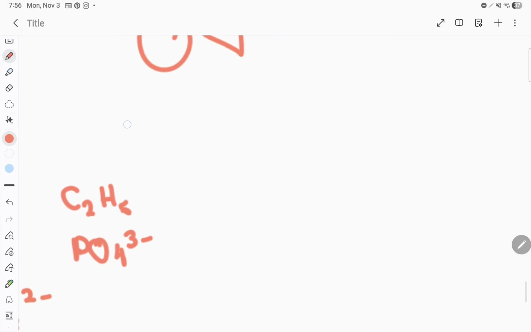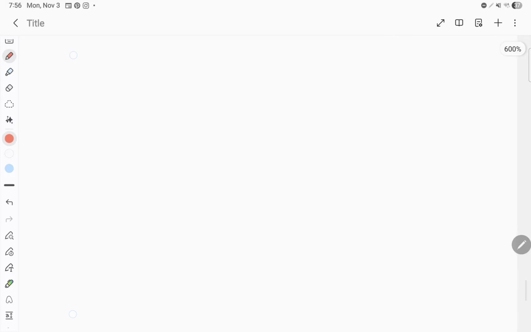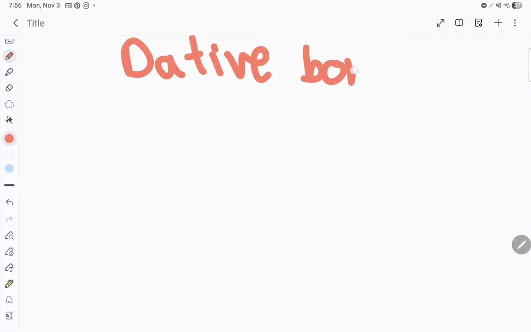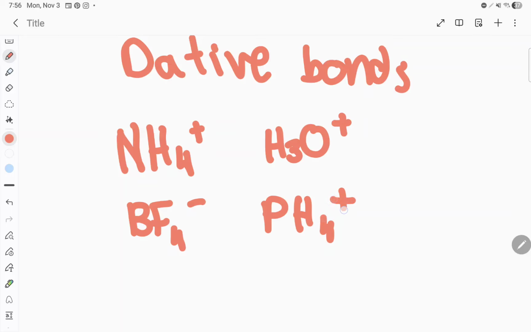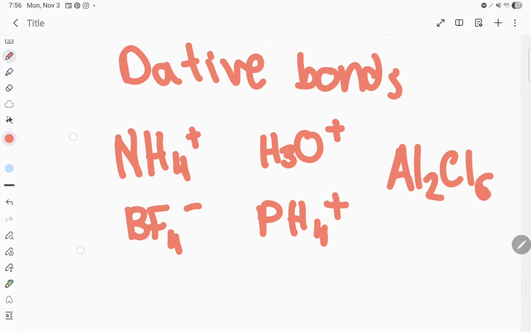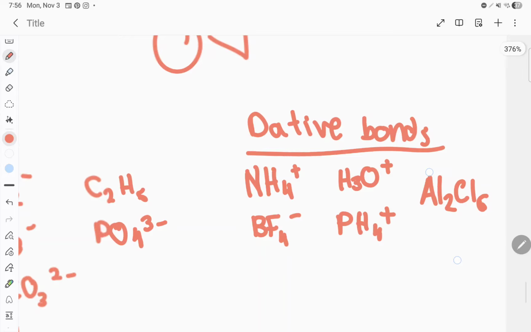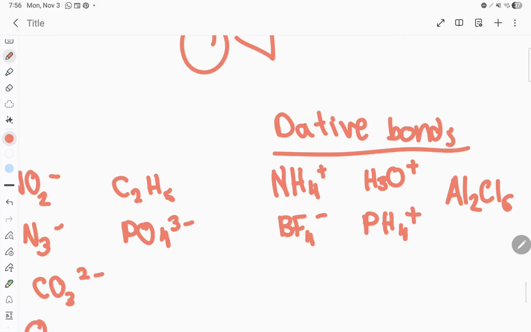Now I'm going to give you the ones that have dative bonds. Memorize them again, it makes your life easier. They are NH4 plus, BF4 minus, H3O plus, PH4 plus, and Al2Cl6. And these are the ones with the dative bonds. And that's it for the dative.